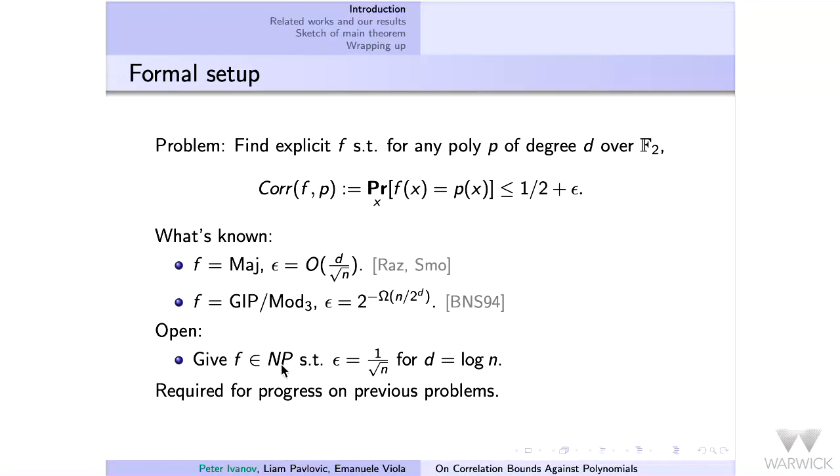And a clean open problem that you can think about in your free time is: find some f in NP which has correlation 1 over square root n for d equals log n. So just a little bit of improvement. Progress on the previous problems in the pyramid needs progress on this problem.